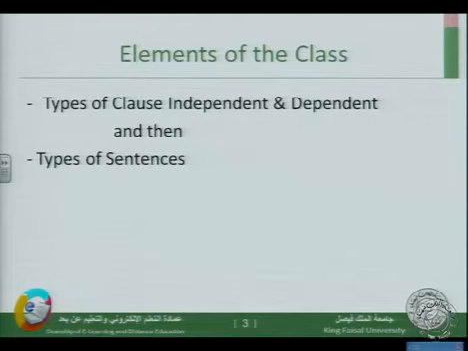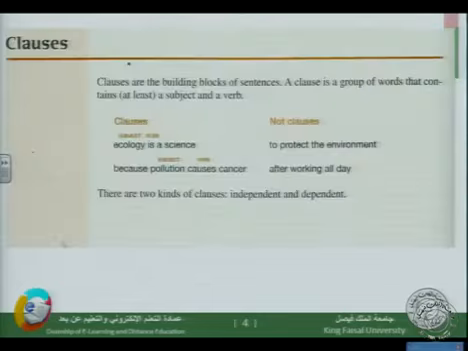First of all, we'll start talking about types of clauses: independent and dependent. We will explain what each one means, and we'll provide you with some examples, and then we will start talking about types of sentences. We have different types of sentences. We will explain every single one. Let us start first with the clauses.